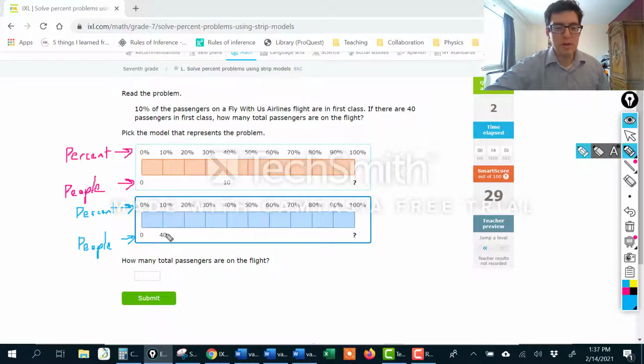So what we're going to do is take the number of people here, or the part, and divide it by the percent written as a decimal, which would be 0.1. And that's going to give us 400. So this would be 400 over here.